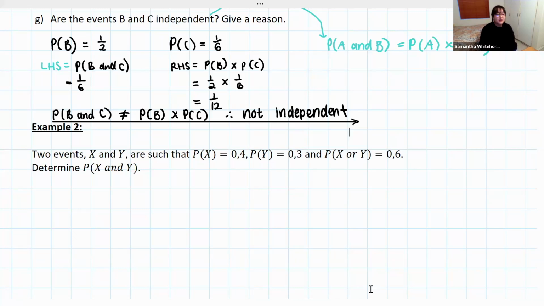Now, we haven't told you anything about whether they're mutually exclusive, independent, nothing. So that just means you go back to your good old probability rule and you work from there. Remember, this is given to you on your formula sheet.